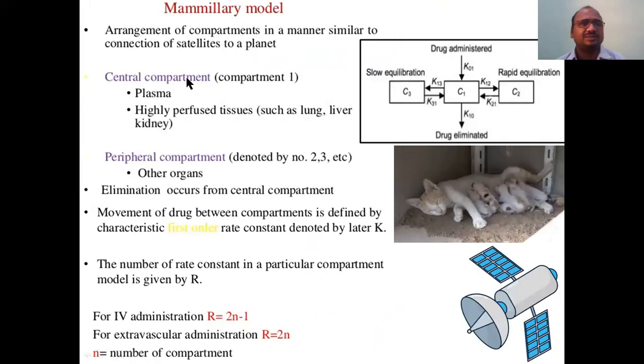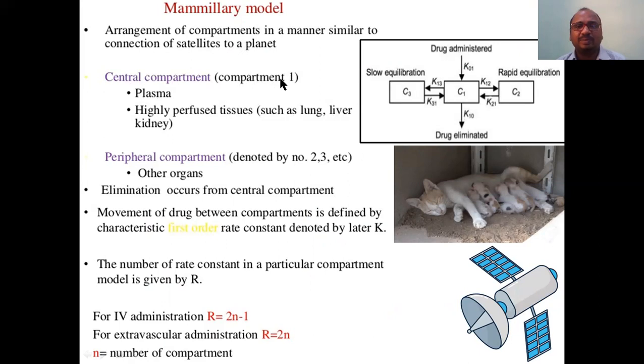Okay, now we'll see the mammillary model. The arrangement of compartments is the same. The arrangement of the compartments is in this manner, with connections like a satellite. See here, just like a satellite to the planet. This is the same as what I have already explained.